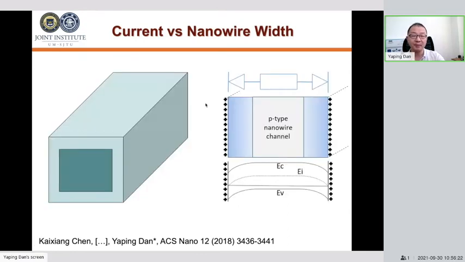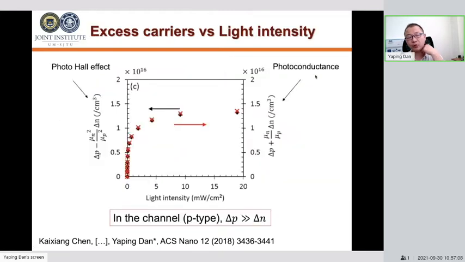That means the nanowire has surface states and surface charge, and they form a surface depletion region. That causes the energy band to bend down near the interface for a p-type semiconductor. Then we performed photo Hall measurements on this device. The photo Hall measurement is this equation: delta p, the excess majority carrier, minus the excess minority carrier times mu n squared divided by mu p squared. That's from Hall measurements.